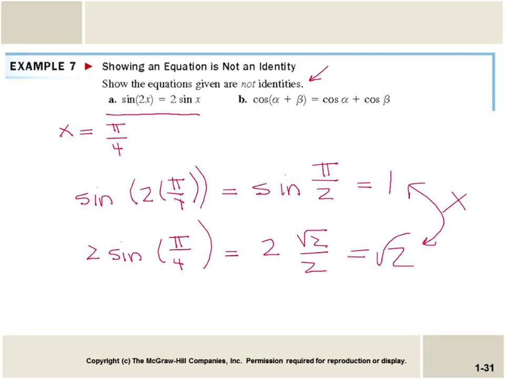Okay? So there's a lot of reasons for this slide. First of all, the most important reason is the sine of 2 times x is not equal to 2 times the sine of x. That is not interchangeable. The cosine of alpha plus beta is not equal to the cosine of alpha plus the cosine of beta. And we can come up with a counterexample, but it's very important that you don't do this. It's not true. Okay?